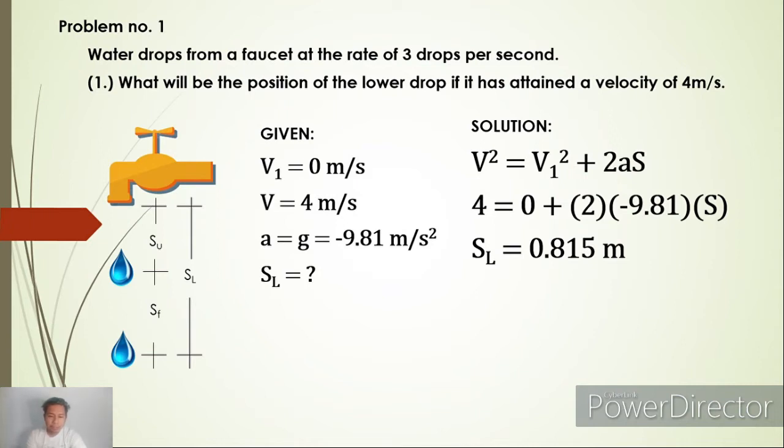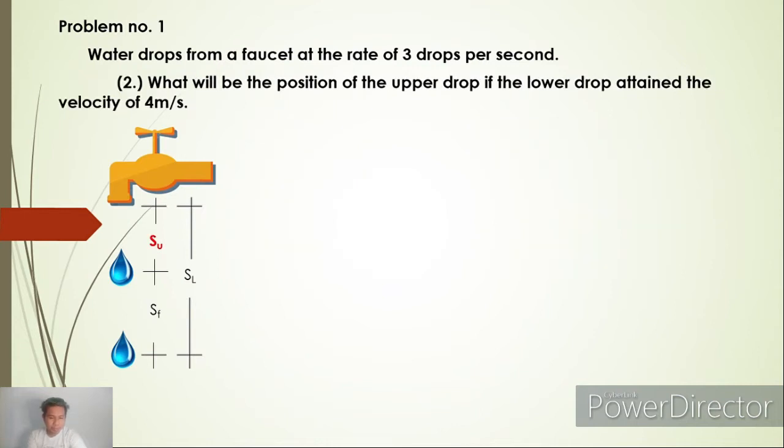Since we're talking of the gravitational pull or the gravitational acceleration, it is always negative. So G is always negative. When it comes to distance, just neglect the negative sign.